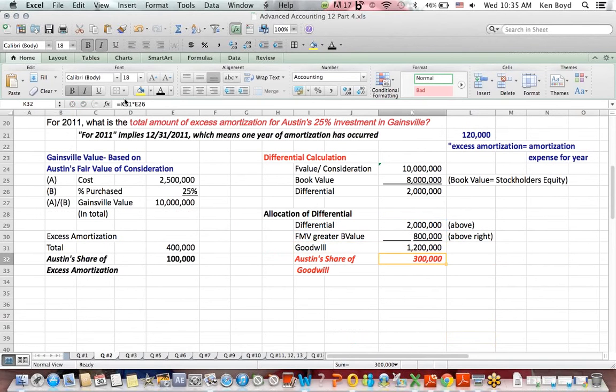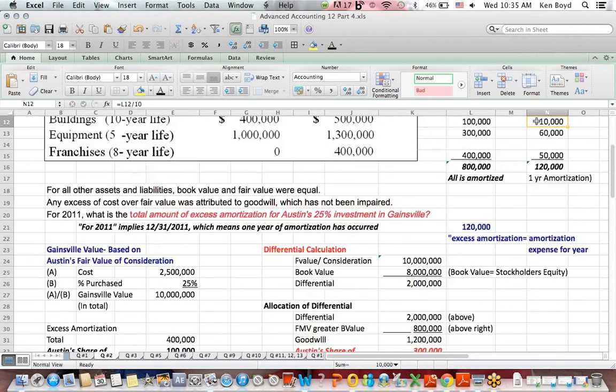And we know that Austin's share of the goodwill is 25% in green times the goodwill in blue of 1.2 million. So Austin's share of the goodwill is 300,000. Finally, if you want to figure out the excess amortization for Austin, the parent, we saw amortization annually, X that out. We saw amortization annually for the franchise of $50,000 a year.